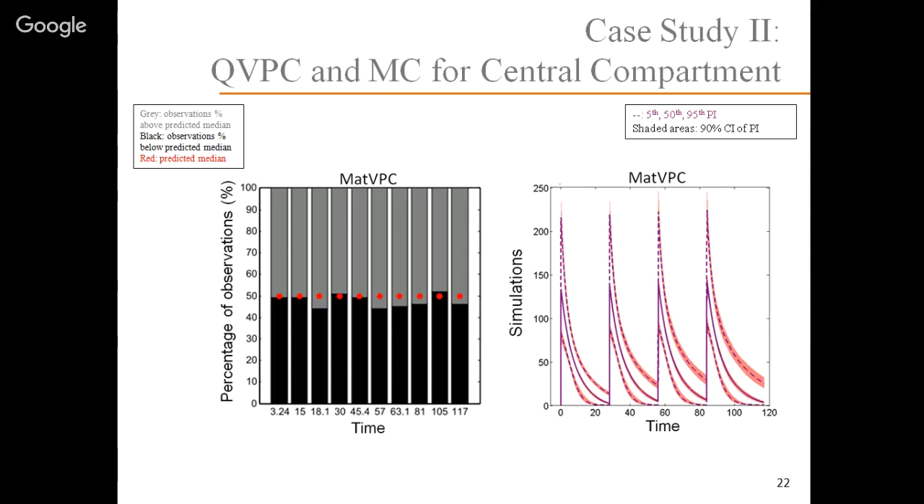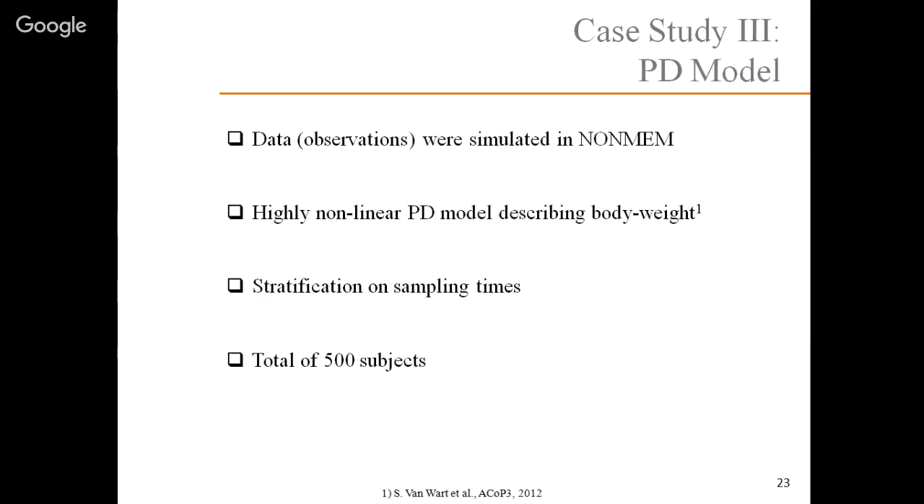And here to the right, we see the simulations that one can generate for this particular model using MatVPC. In purple, you see the 50th and 95th percentile interval, whereas the shaded areas show the 90% confidence interval of the percentile interval. And finally, a third case study, which is a PD model, which is highly nonlinear and describes the body weight. It was adopted from the literature.